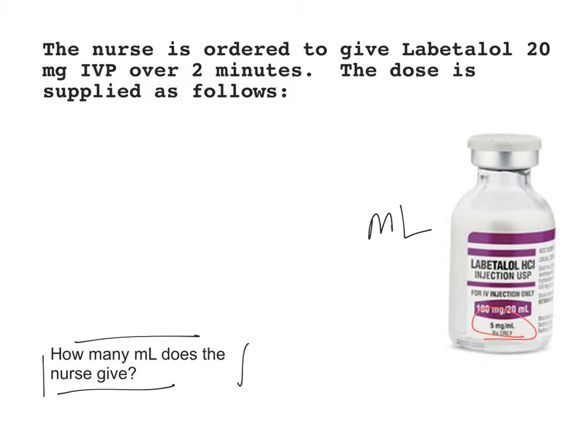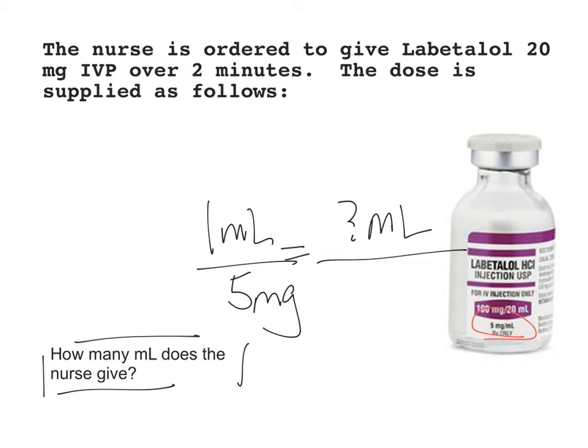So we'll set it up. How many mLs? Well, we want the mLs on top. We have 5 milligrams to 1 ml. So 1 ml is the same as 5 milligrams. We'll put that there. We need to give 20 milligrams.